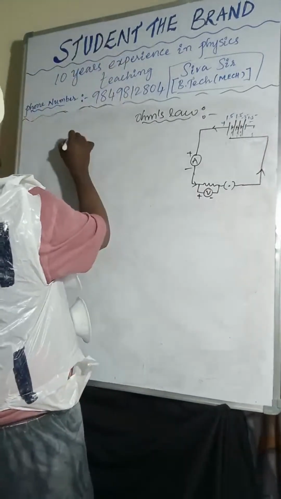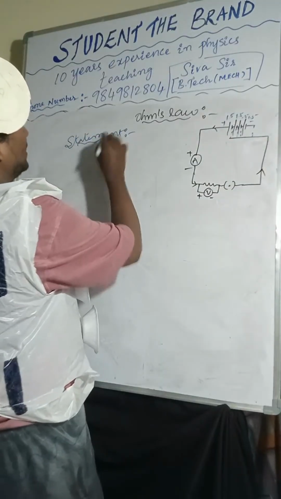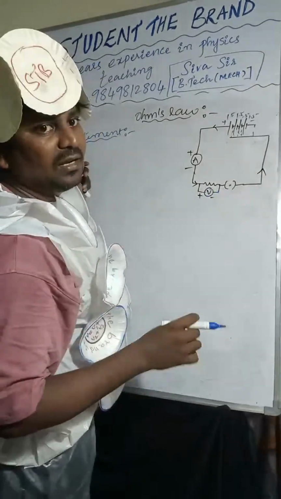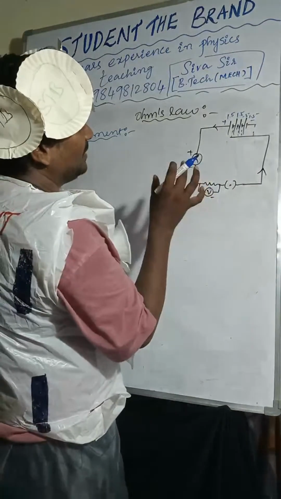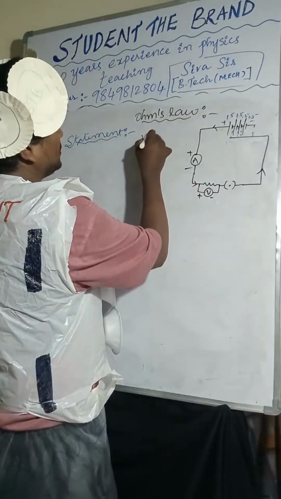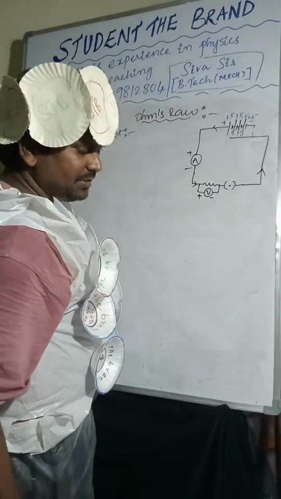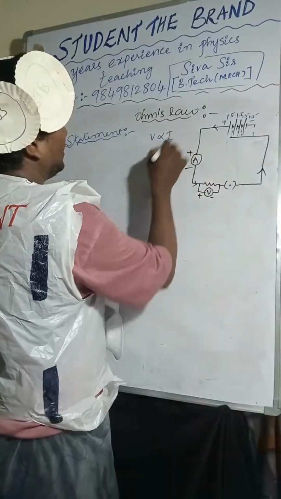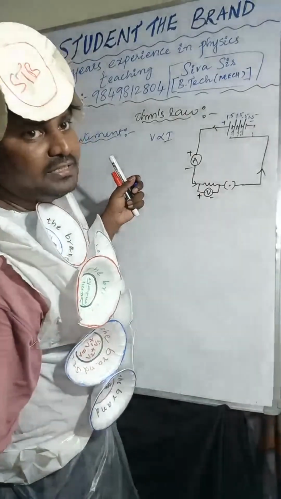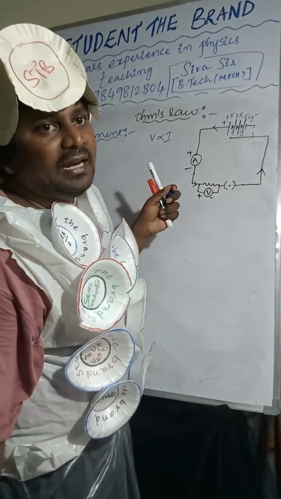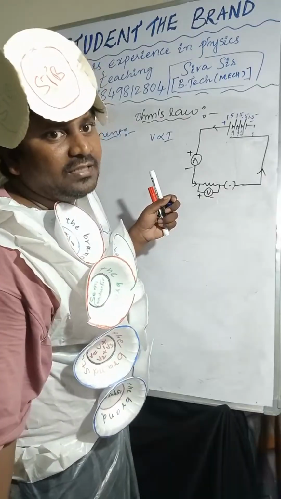What is the statement? The potential difference across the ends of a metallic conductor is directly proportional to the current flowing through it, at constant temperature.